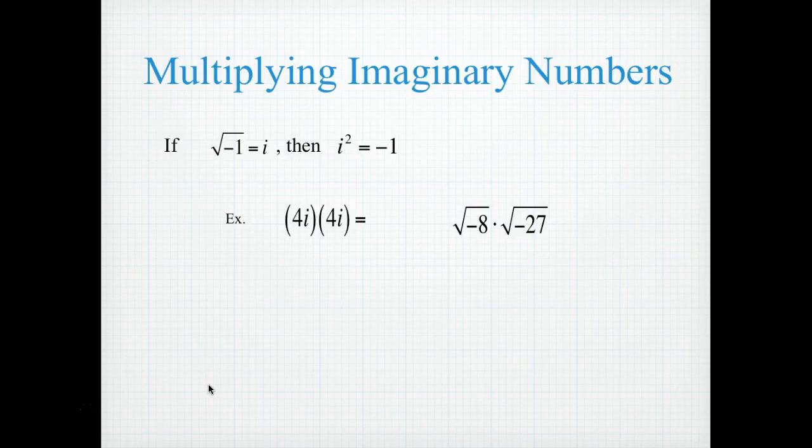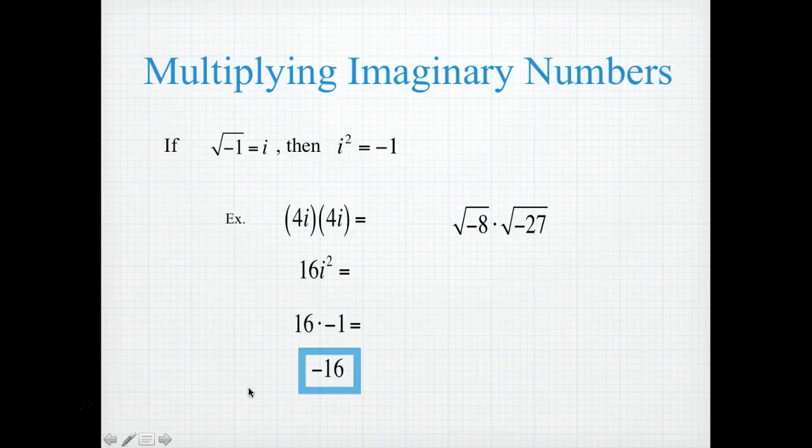4i being multiplied by 4i. Remember, the i is treated just as any other variable, so when they get multiplied by each other, we add the exponents, and that gives us 16i to the second. However, based on our definition, i to the second is equal to -1, and 16 times -1 is -16.